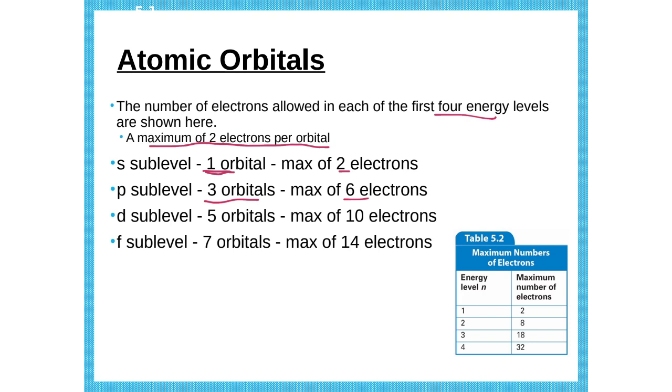In the d sublevel, you can have 5 different orbitals. And when you can place 2 electrons in each of those orbitals, you get a max of 10 electrons. The f sublevel has 7 different locations. Times 2, you can put in a maximum of 14 electrons.